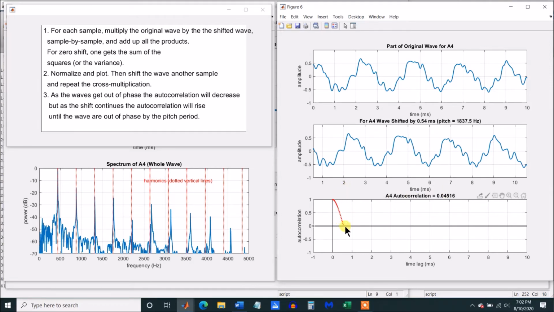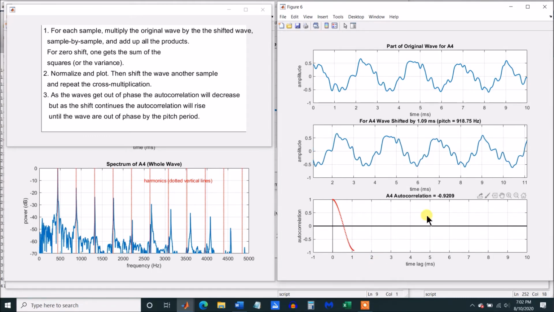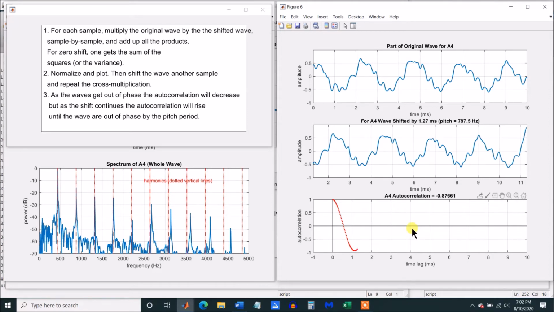Now I'm down to almost zero, and that's because I now have as many products that are positive as I have negative, because of the way the two waves are lined up. For example, I've got a positive here, I've got a negative up here. Continue shifting. Now I've got pretty much a negative one, because I've got the valleys up here lined up with the peaks. Peak, valley, valley, peak, valley. So now it's negatively autocorrelated.